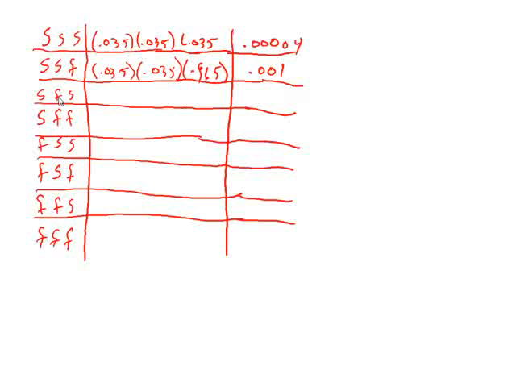So here I have a success, failure, success. So this is going to be 0.035. The failure is going to be 0.965 times 0.035, which is the same. For this one here, I'm going to have 0.035, 0.965, 0.965. And this is going to be 0.033.